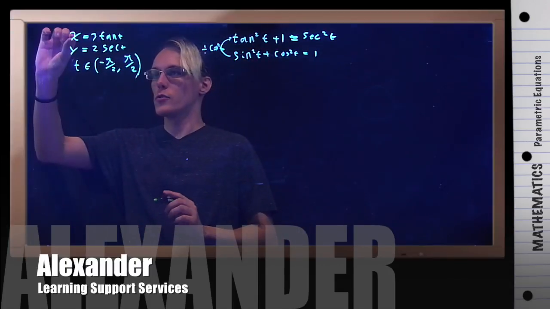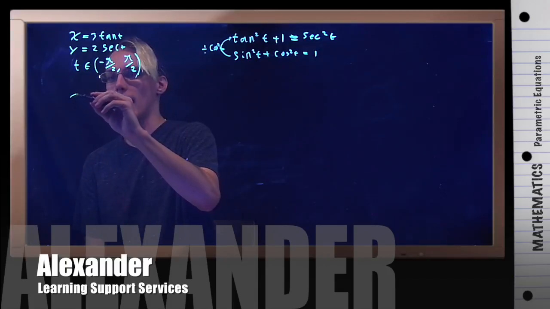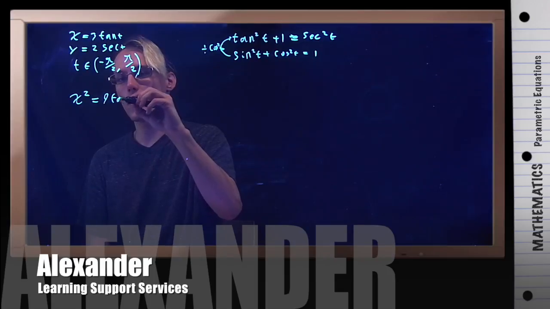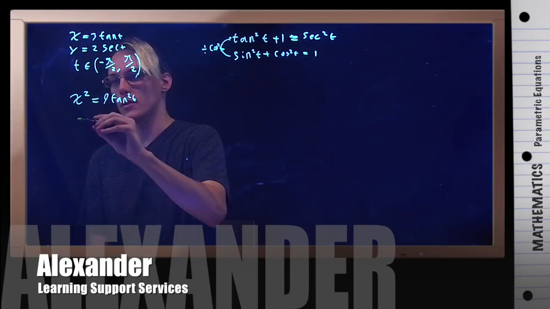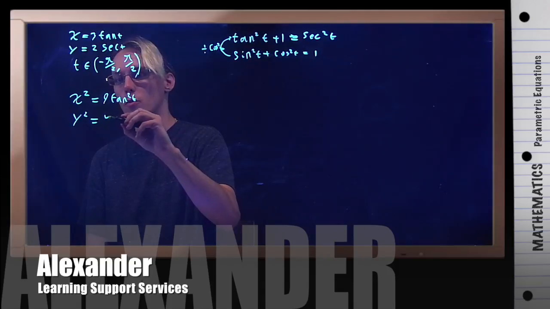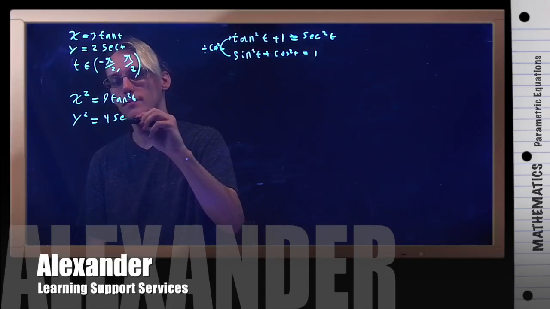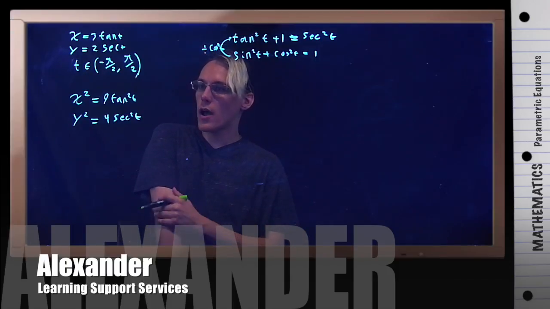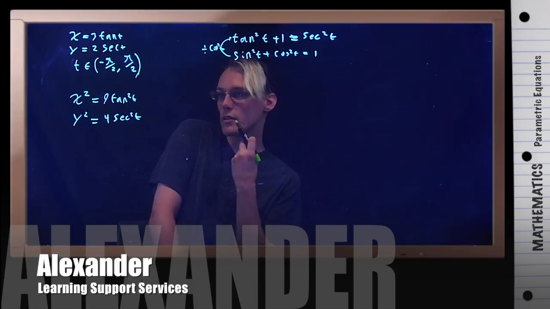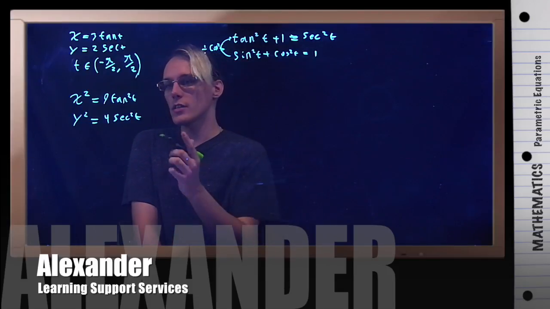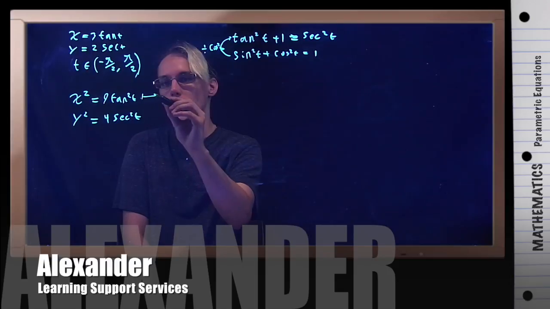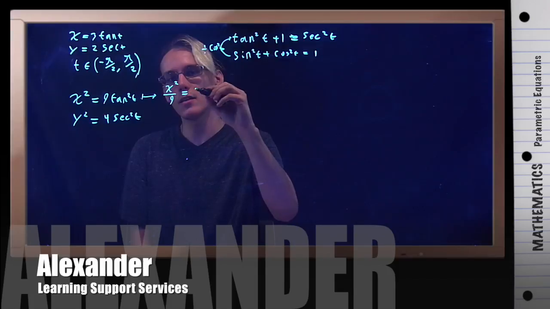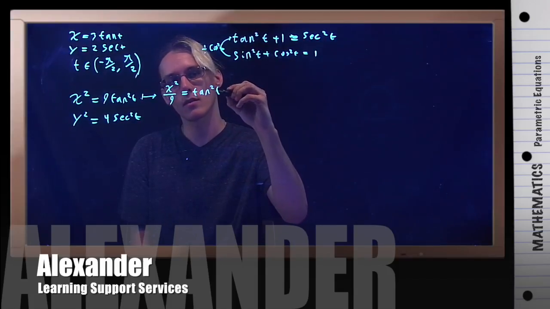Okay, so I'm going to square the x and the y. So I'm going to have x squared is equal to 9 tangent squared of t. I'm going to have that y squared is equal to 4 secant squared of t. Okay, and I'm going to look at this, try and see how can I get rid of the tangent and the secant. Well, first things first, let me isolate the tangent. So I'll do that by dividing through by 9. So I will have x squared over 9 is equal to tangent squared of t.